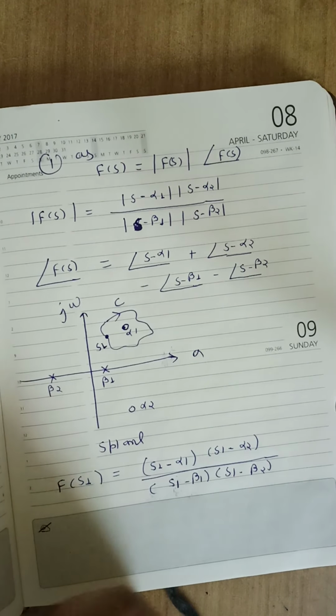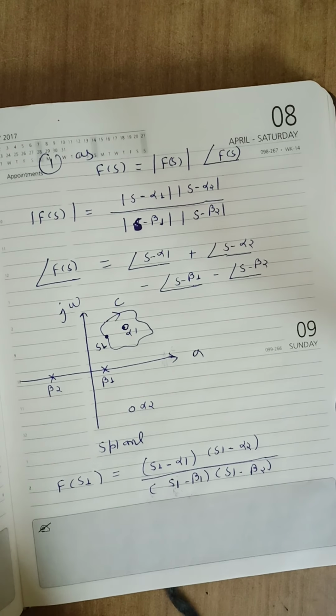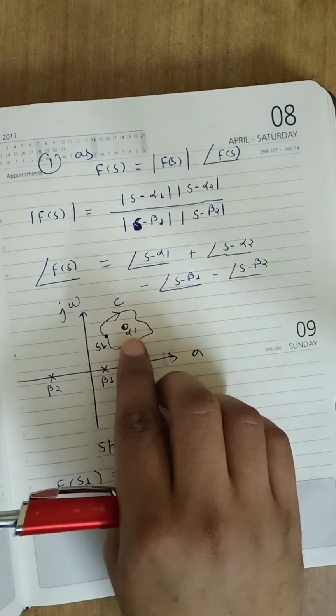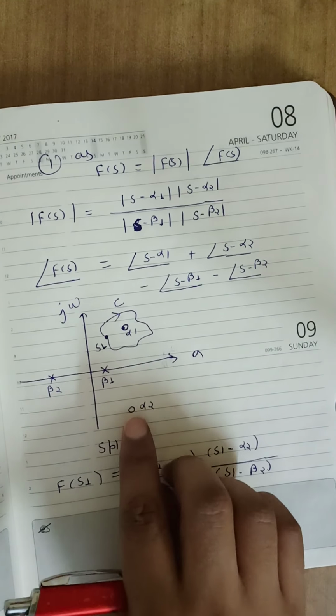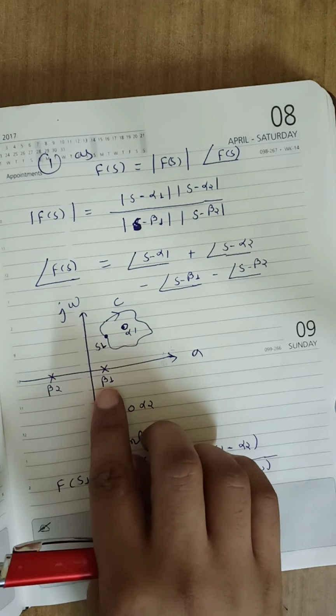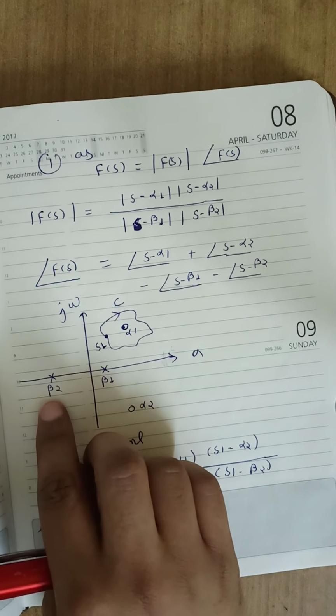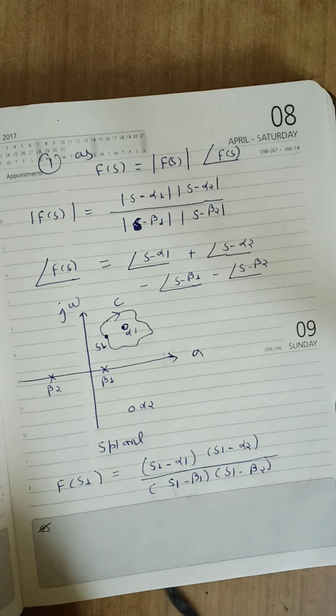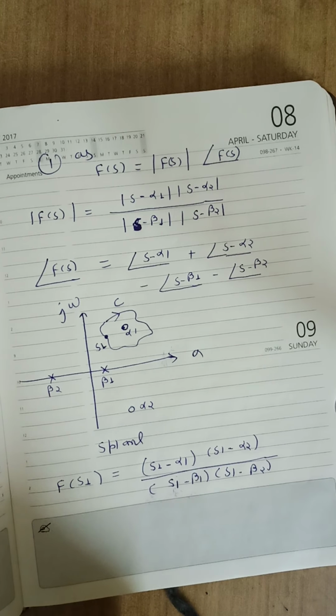We don't know the values of alpha 1, alpha 2, beta 1, beta 2. So that's why I am considering alpha 1 here, alpha 2 here, beta 1 here, and beta 2 here. You can define the location of poles and zeros in the S plane anywhere. It is just an assumption. Make sure, it is just an assumption.